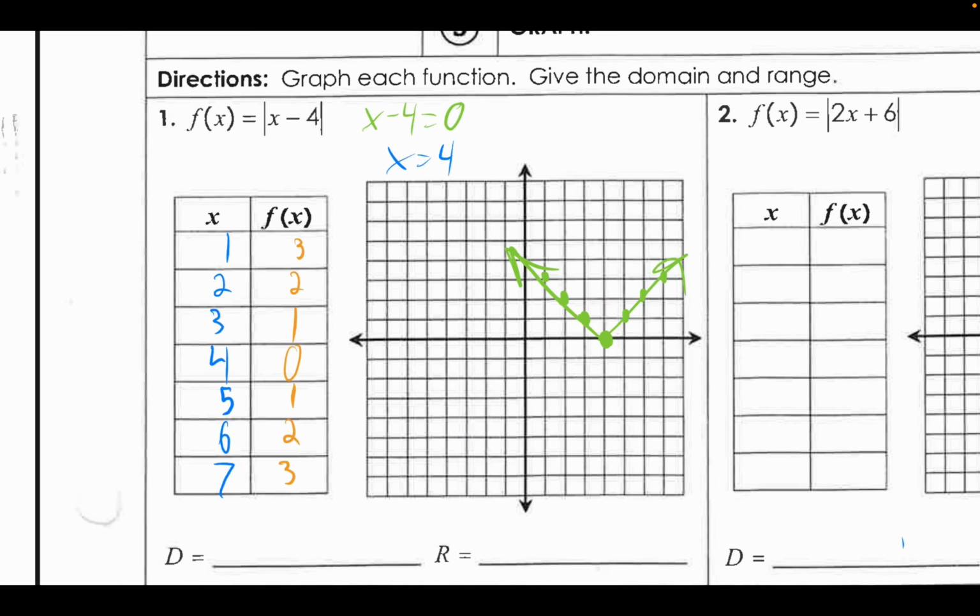And once again, the reason we end up using these 7 numbers is because that vertex is the most important point in the absolute value function, because on each side of that, it just continues on forever in the same direction with the same slope.